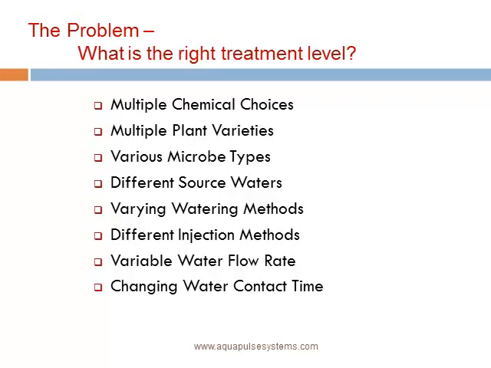So now we have a challenge. We have multiple sanitizer choices, a variety of plants, different microbes, many water sources and watering methods. We also have varying flow rates and contact times. So what is the appropriate chemical level? How much is sufficient to kill the pathogens, and for how long? ORP is presented here as a single value measurement of the effectiveness of water sanitation for all oxidizers that takes into account all of the above variables.